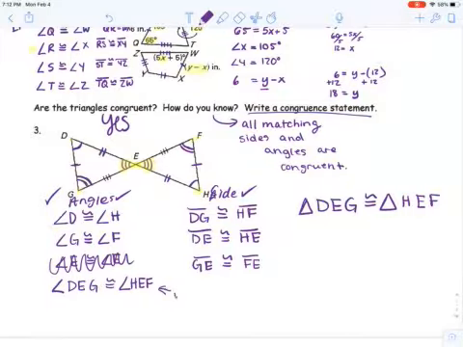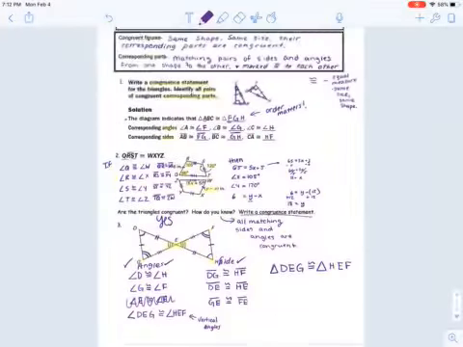Make a note real quick that these are the vertical angles that we marked in the middle. Look over your notes, make sure they're completed, and then I'll catch you on the back.